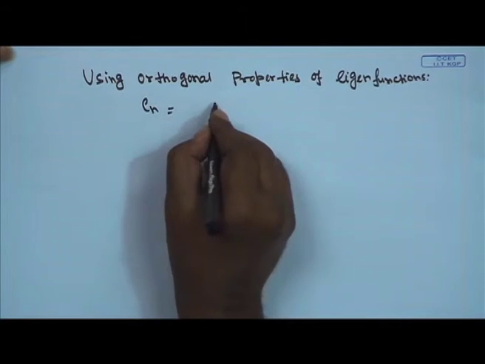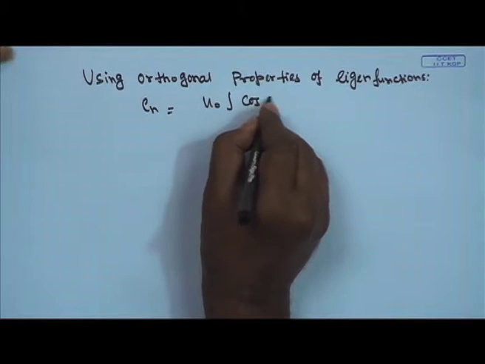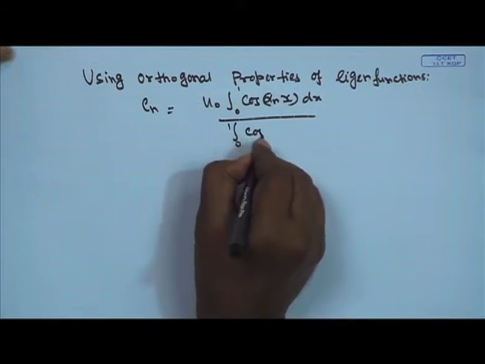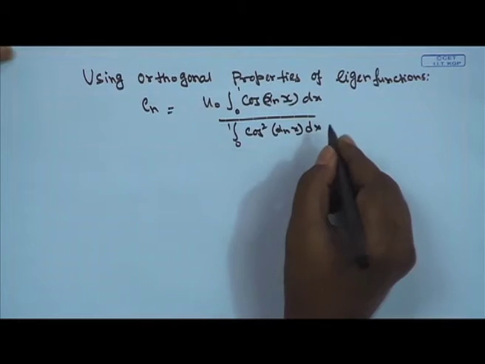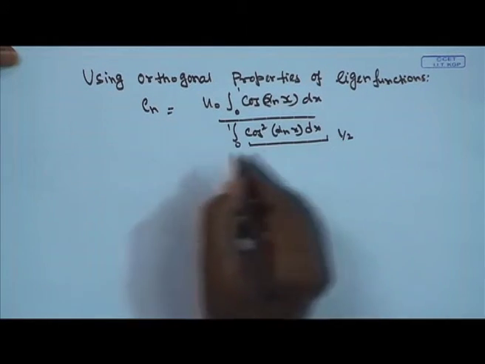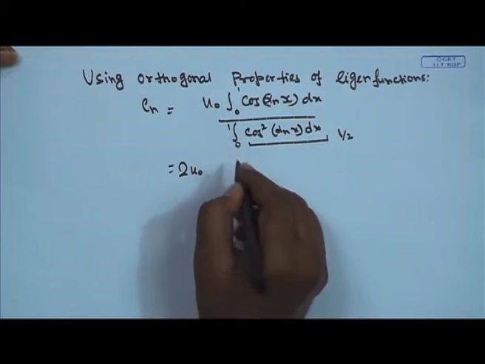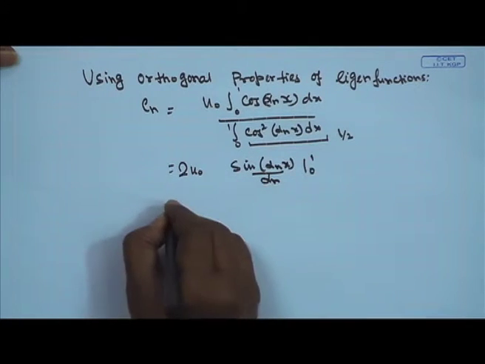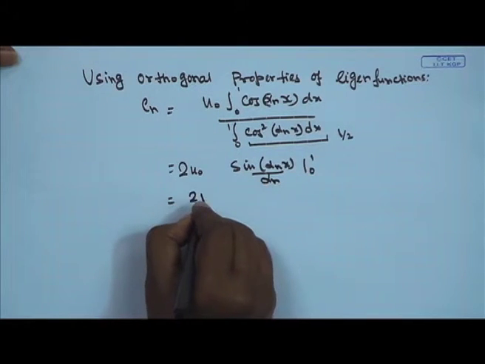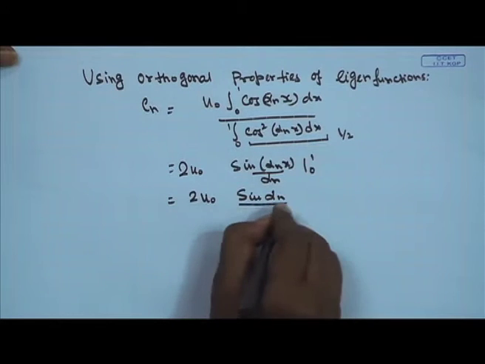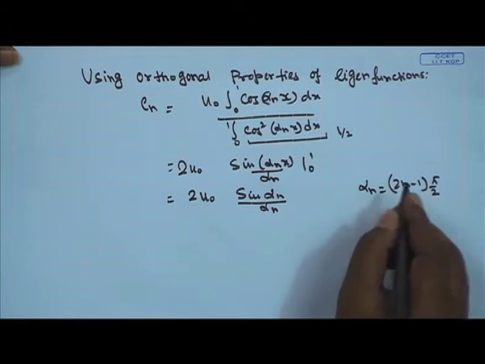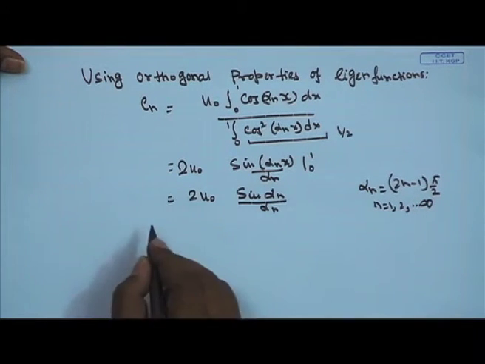we can evaluate Cn as u0 integral cosine alpha n x dx from 0 to 1, divided by integral 0 to 1 cos square alpha n x dx, and if we do this, this will again turn out to be half. So this becomes 2 u naught, this will be sine alpha n x divided by alpha n from 0 to 1. So sine 0 is 0, so only one term will survive here, 2 u0 sine alpha n divided by alpha n, where alpha n is equal to (2n minus 1) pi by 2, the eigenvalues, and the index n runs from 1 to infinity, because there are infinite number of eigenvalues present in this system.